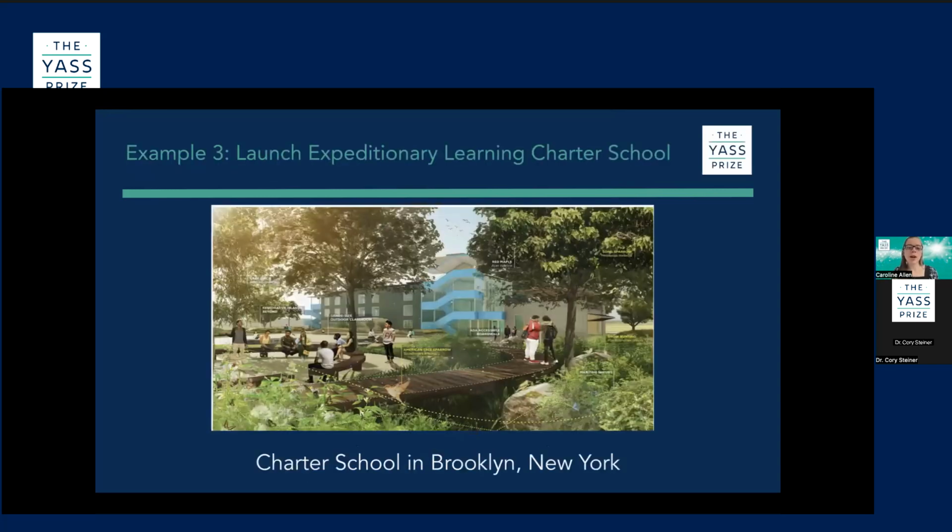Next up, we have Launch Expeditionary Learning Charter School in Brooklyn. They are an Outward Bound school, and they've acquired 1,000 acres of land in Brooklyn. And you might think, how is there that much unused land in Brooklyn? But there is. And they are really using this opportunity to build a coalition of businesses and civic organizations to co-create solutions related to sustainability and equity.